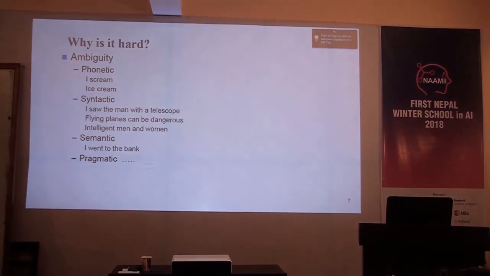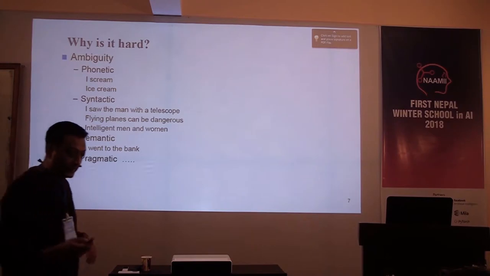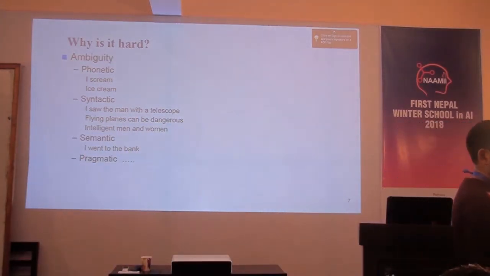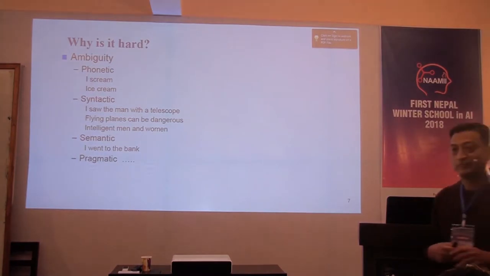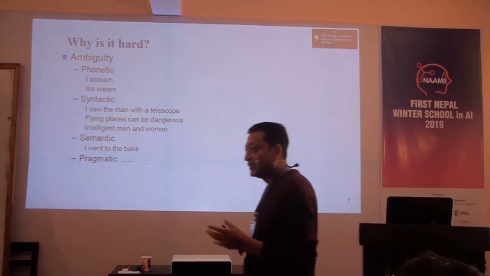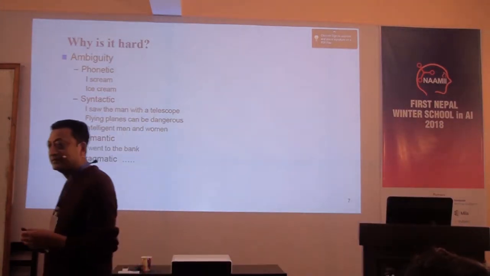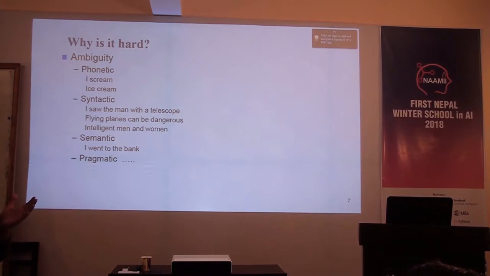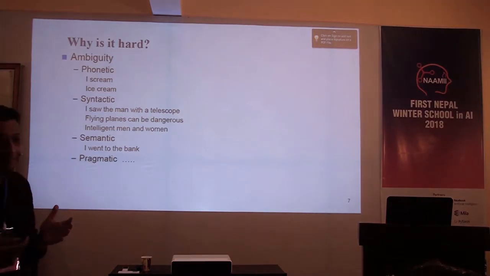So the question is, why is natural language processing hard? Well, you have your Java compiler, you have your favorite compiler for your favorite programming language. Your compilers can understand what you've written, your Java program. So why can't we build a compiler for natural language? Why is it hard? Okay?